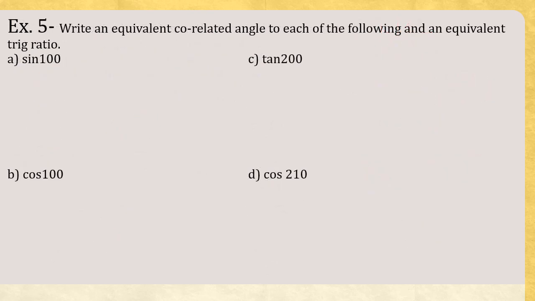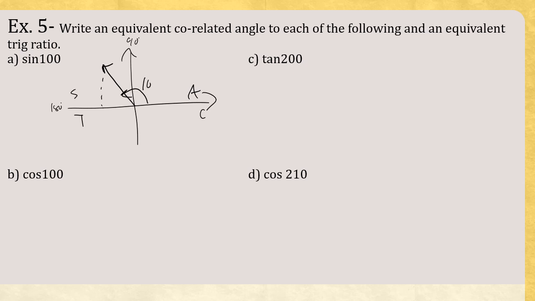Our last example: write an equivalent correlated angle to each of the following and an equivalent trig ratio. Start out with x and y. CAST. Sine 100. You kind of have to know where that is, roughly, of course. If that's 90 and that's 180, obviously 100's over here. Bow tie rule. I know that is 100.